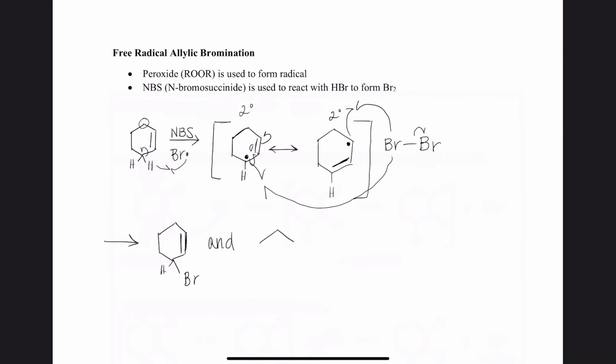And then we're going to add our bromine to our second allylic radical. So these are both 3-bromocyclohexene, so these are both the same structure. However, if we were to have two different structures, then we would compare to determine if we had a major or a minor product.